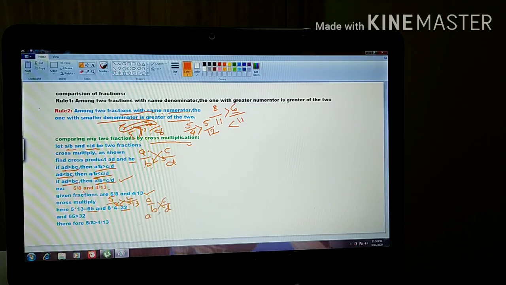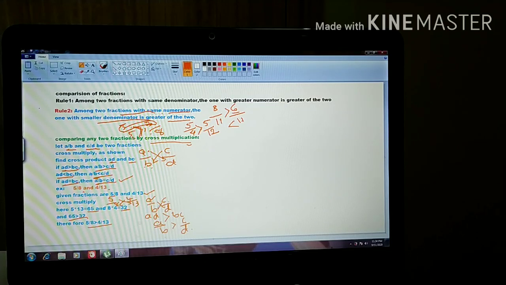Now what are you getting? AD and BC. If AD is greater than BC, that means a by b is greater than c by d. Following this rule, here also AD is greater than BC: 65 is greater than 32. So the first fraction, 5 by 8, is greater than 4 by 13. Like that you have to compare fractions.